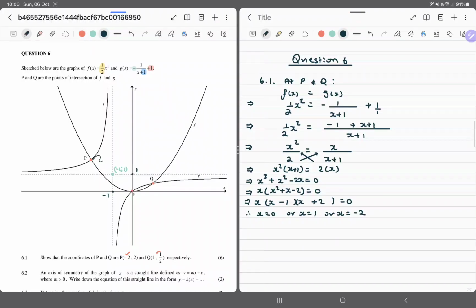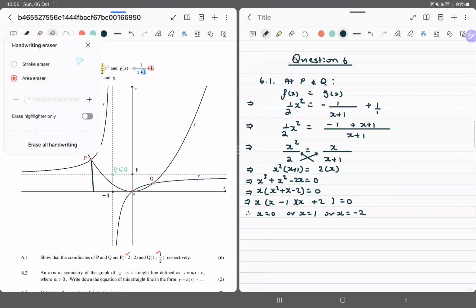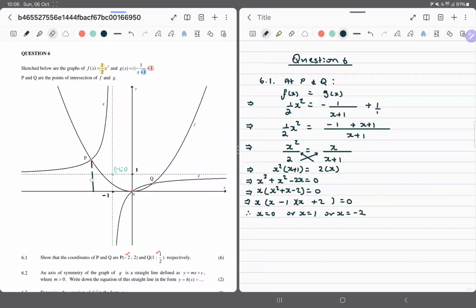Now, if we look at our sketch, we will see that point P is on the negative x-axis. So, if that's the case, it means there we must have minus 2, right? And if we look at Q, it's on the positive x-axis, so that should be 1, because 0 is at the origin. So we can make a conclusion, therefore, that x at P is minus 2, and x at Q is going to be 1.